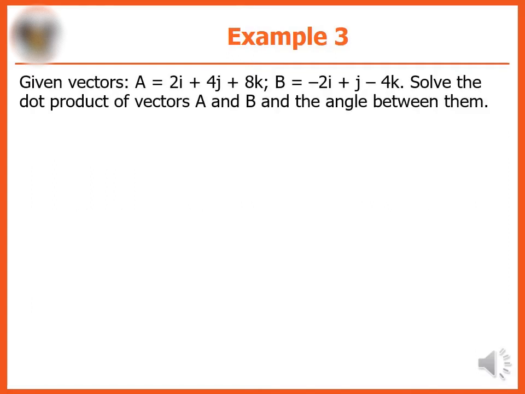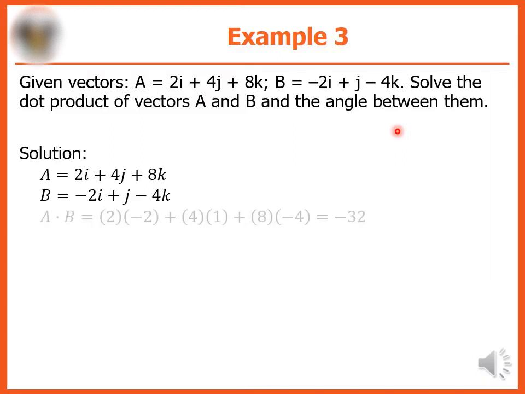For example, given vectors A is equal to 2i plus 4j plus 8k and vector B is negative 2i plus j minus 4k. Solve the dot product of vectors A and B and the angle between them. For your solution, the given are the vectors A and B. And then, we're going to solve for the dot product. So, the dot product of A and B is equal to 2 times negative 2 plus 4 times 1 plus 8 times negative 4. That's equal to negative 32.